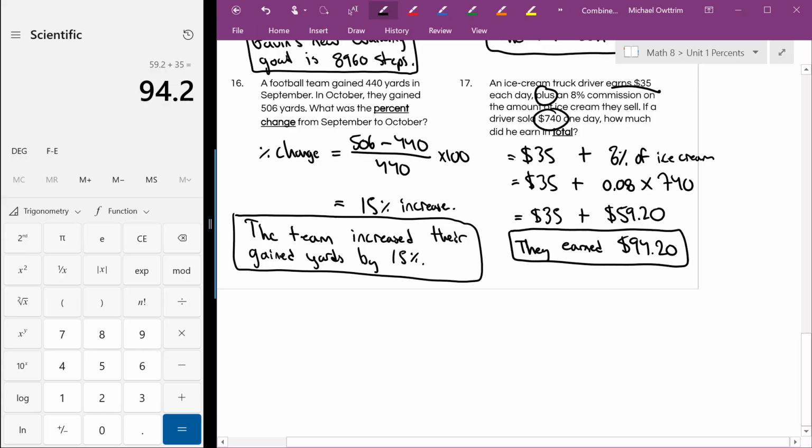So I hope that has helped you with some of those basic questions that you should be able to complete on your combined percents exam.